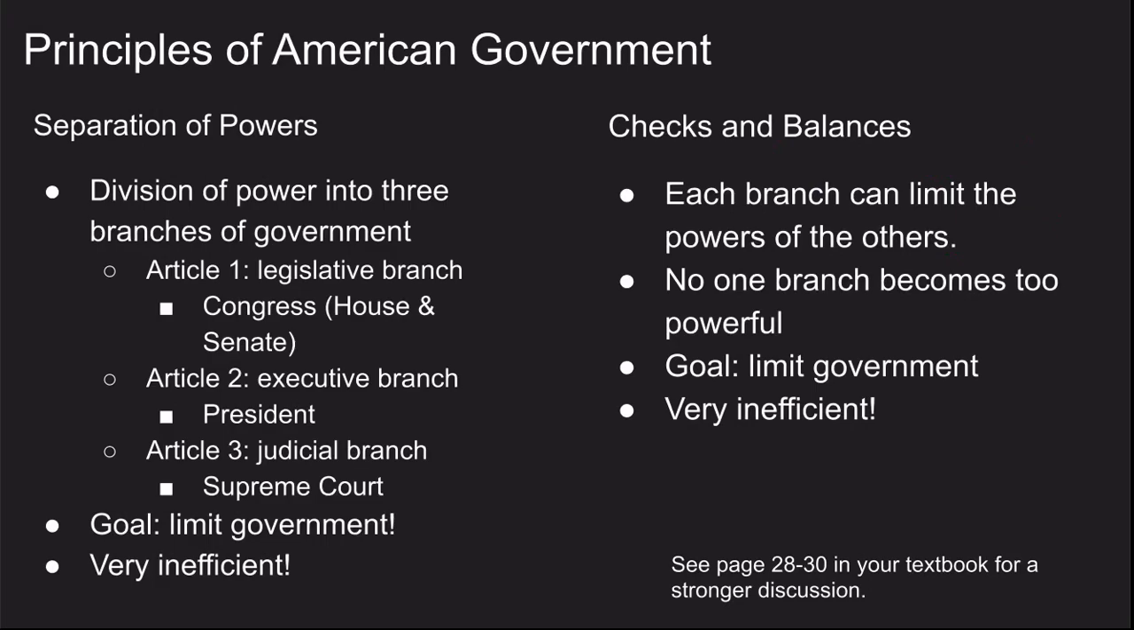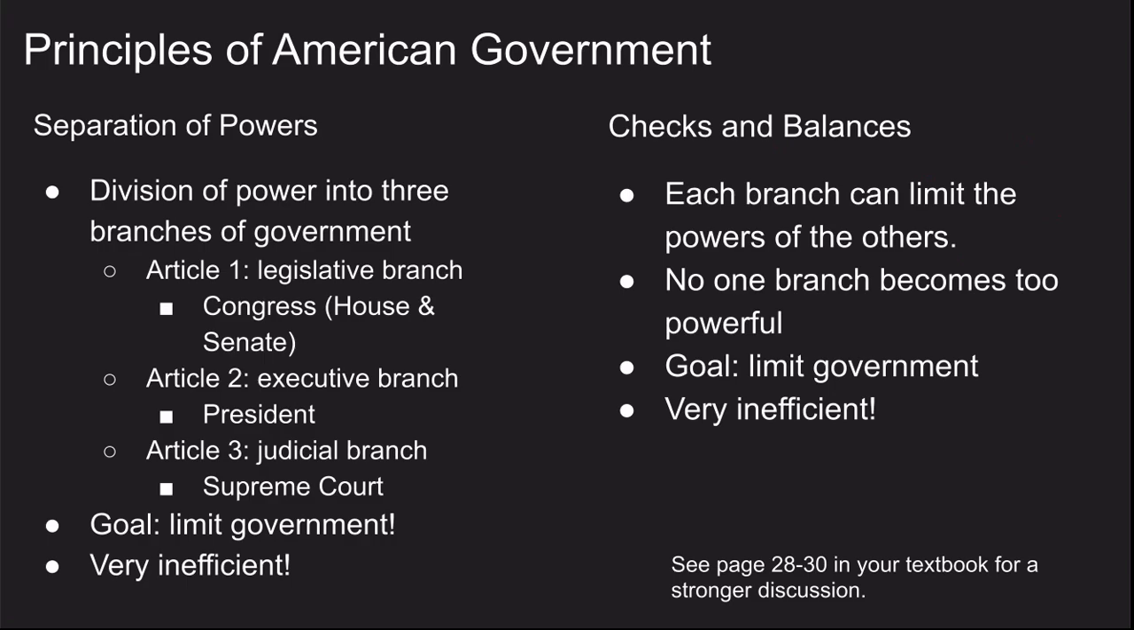Second, checks and balances: each branch can limit the powers of the others. The president can limit Congress in very specific ways. The president can limit the Supreme Court in very specific ways. The Supreme Court can limit the president in very specific ways. And Congress can limit the president and the Supreme Court, or the judicial branch. Again, the goal is to limit government. We do not want to allow the federal government to have overreach.